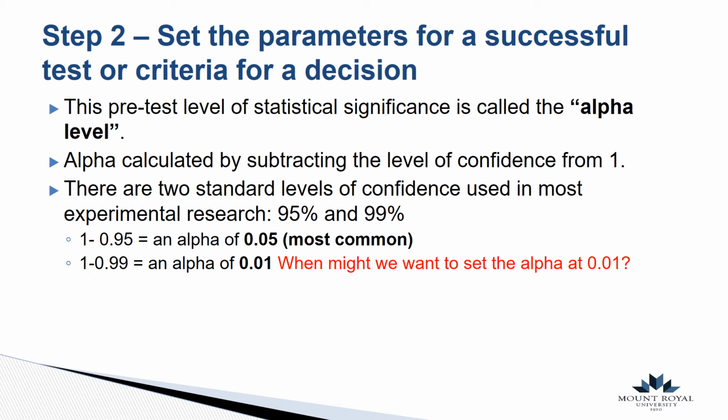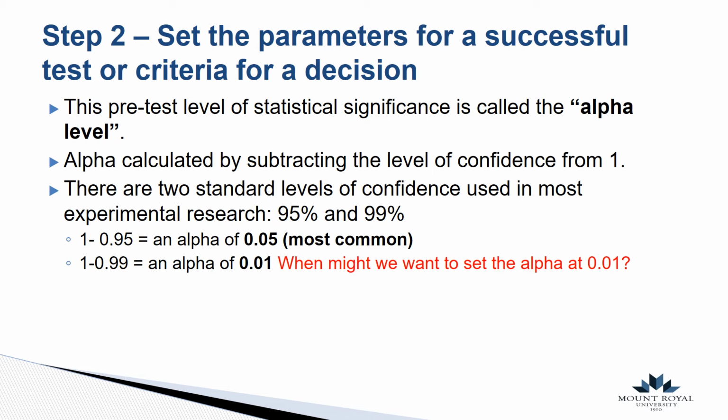So if we take 1 and we subtract 0.95, we would have an alpha level of 0.05. That is certainly the most common. And if the alpha value isn't stated, we assume that the alpha value is set at 0.05. However, I said a strong article will state that. The other value sometimes we use is 1 minus 0.99, an alpha value of 0.01.